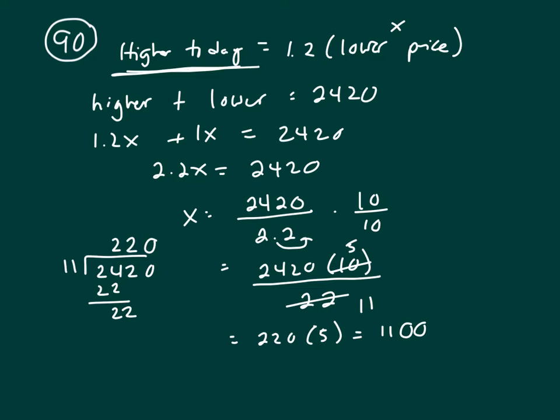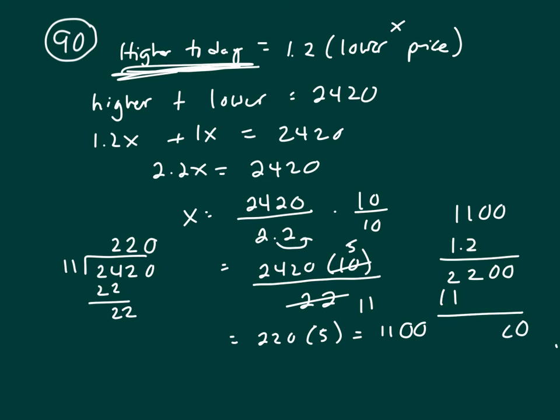Now what am I trying to find? How many of the stocks close at a higher price? Well, X is the lower price. So you've got to take that 1100 and you're going to multiply it by 1.2. Bring down those zeros. Of course, that's going to be 2, 2. It's going to be 1, 1. So I've got 0, 0, 2, 3, 1, and 1 decimal place. So 1320. Yep, answer D.